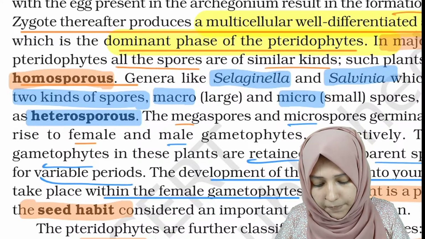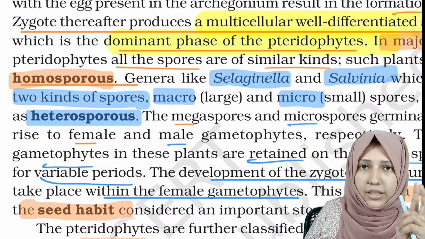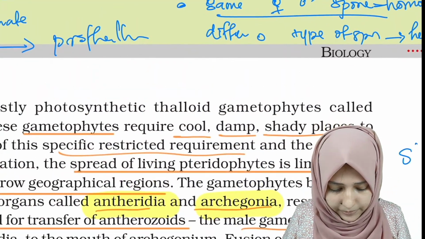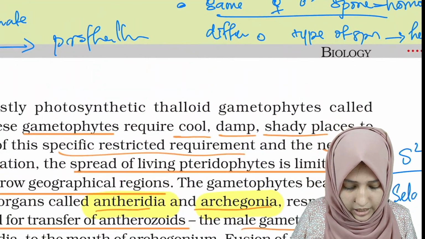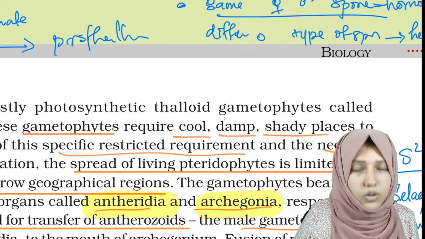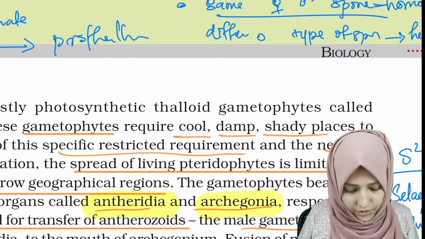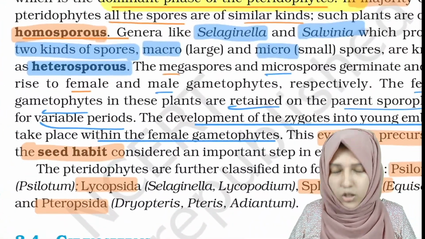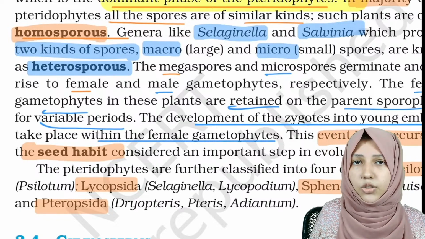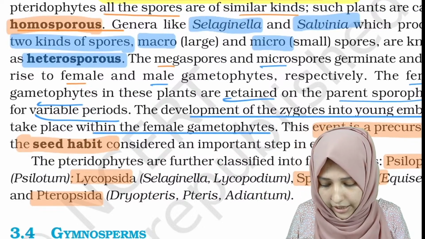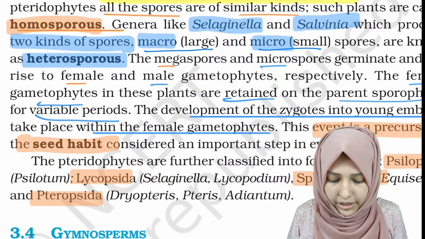Okay, but Selaginella and Salvinia, they have different types of spores, and so they are known as heterosporous. Okay, so point to be noted, everyone is not heterosporous, but Selaginella and Salvinia are heterosporous. Okay, and they are having macro, large, and micro, small spores.